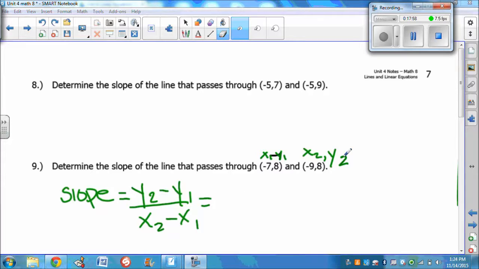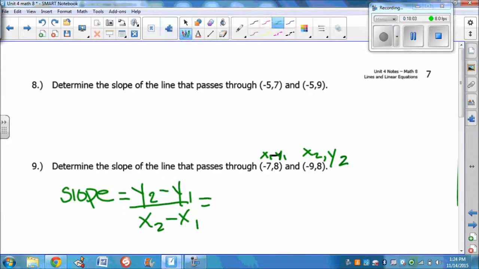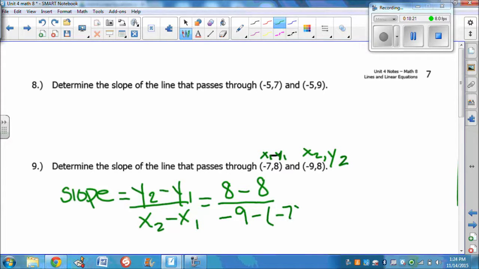So my y2 is 8. My y2 is 8 minus my y1 is 8 as well, divided by my x2. I'm going to go back to my second point in the x value there, negative 9 minus, and then my x1 is a minus 7. Now let's simplify. What is 8 minus 8? 0. Negative 9 minus a minus 7. Ooh, there's that. It's going to become our super positive. So negative 9 plus 7.